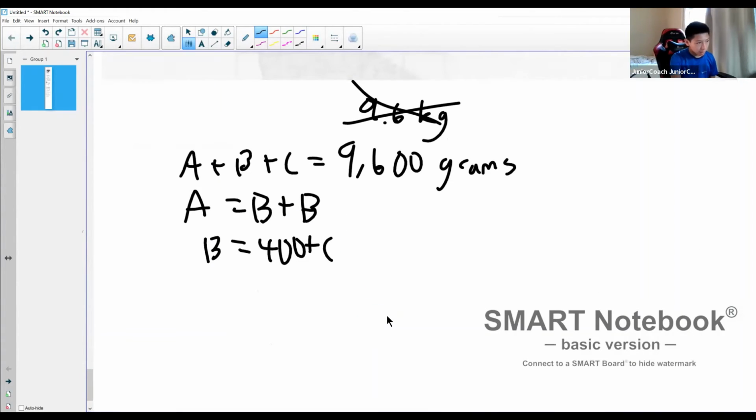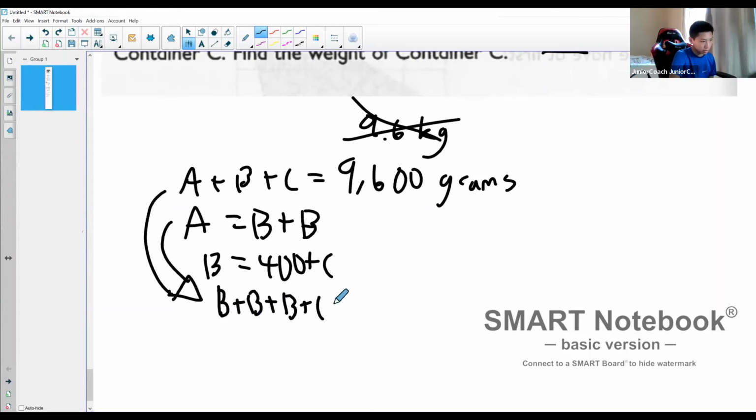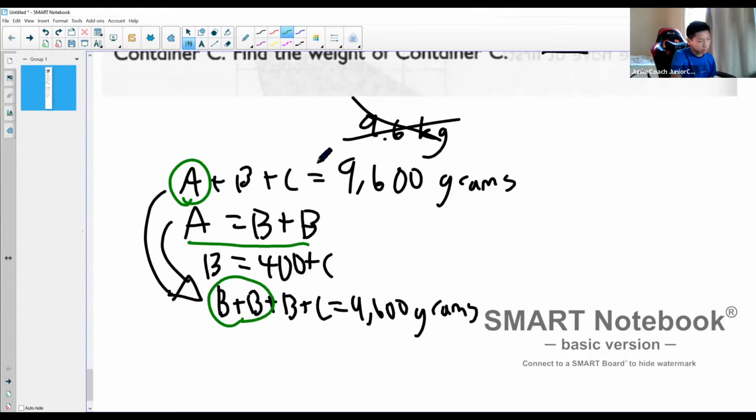is we can start off by substituting. If we know that A plus B plus C equals 9,600, and we know that A equals B plus B, so we're going to ignore the bottom one for now, we can rewrite this. We can take the first two equations and make it into B plus B plus B plus C equals 9,600 grams. The reason we're able to do this is because we took the A here, and we know A equals B plus B, so we made it into B plus B.